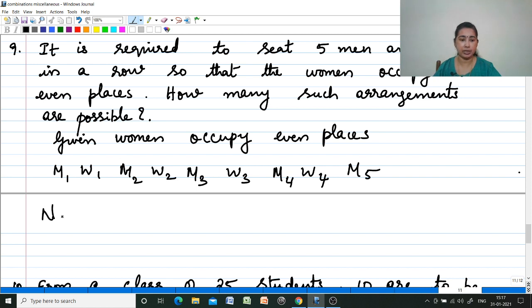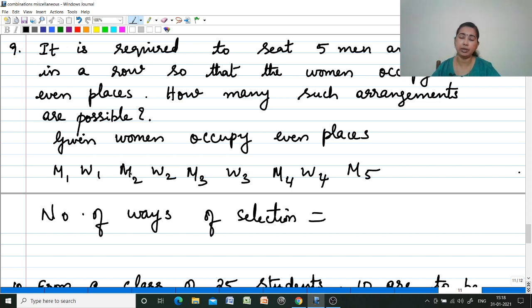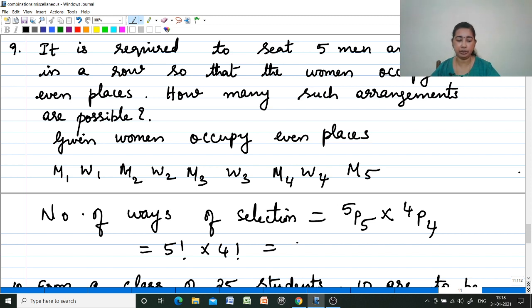So number of ways of selection is equal to, these 5 men can be arranged in 5P5 different ways, whereas 4 women can be arranged in 4P4 different ways. That is equal to 5 factorial into 4 factorial, that is 2880.